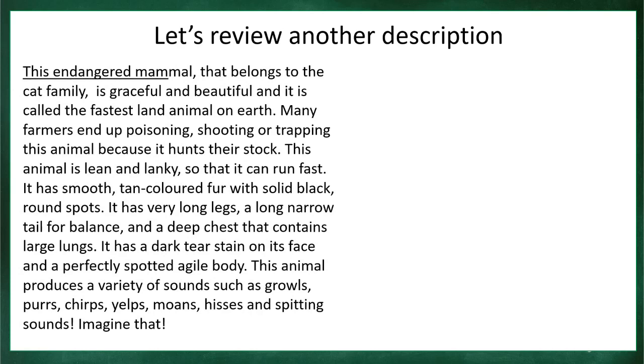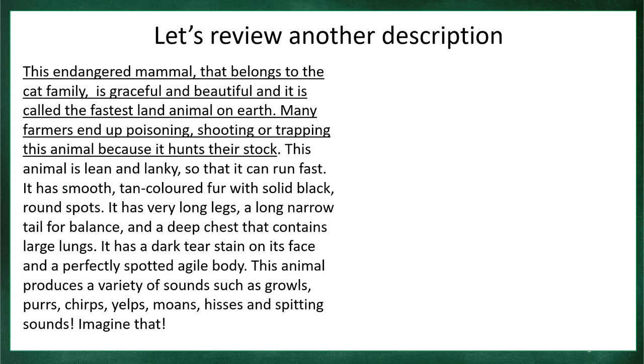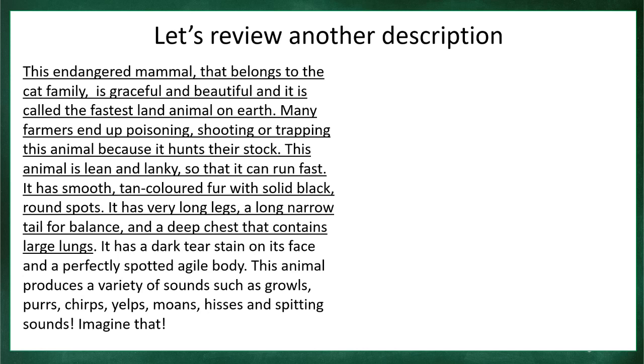This endangered mammal that belongs to the cat family is graceful and beautiful, and it is called the fastest land animal on earth. Many farmers end up poisoning, shooting, or trapping this animal because it hunts their stock. This animal is lean and lanky so that it can run fast. It has smooth, tan-colored fur with solid black round spots.